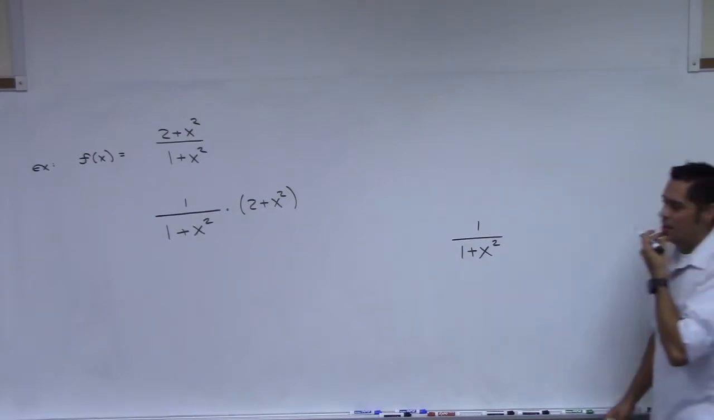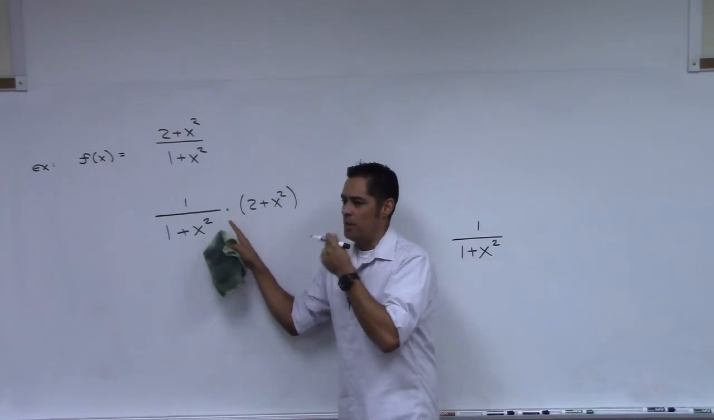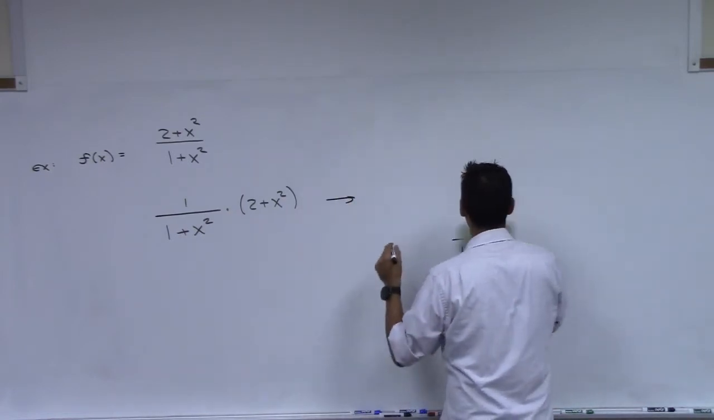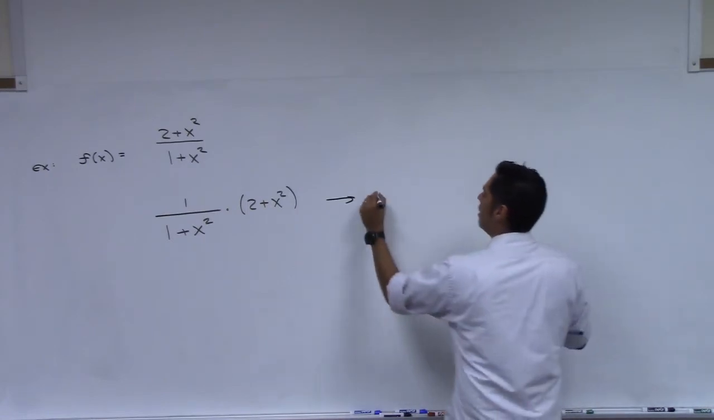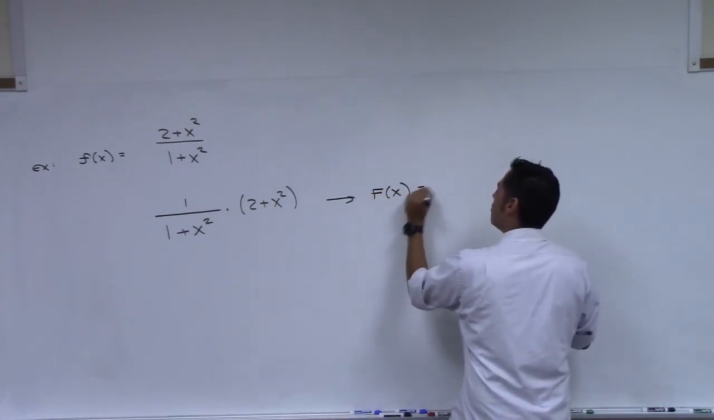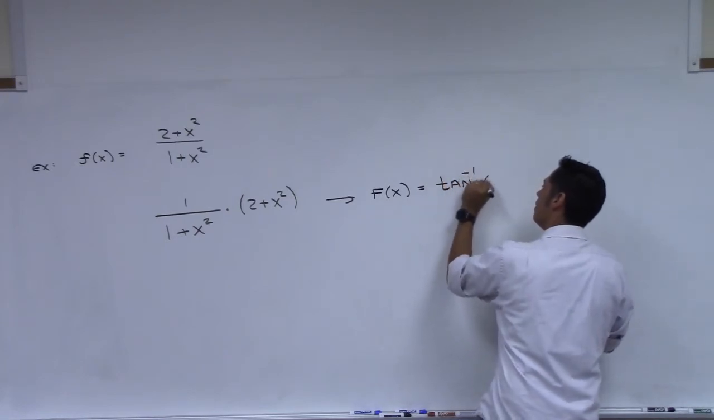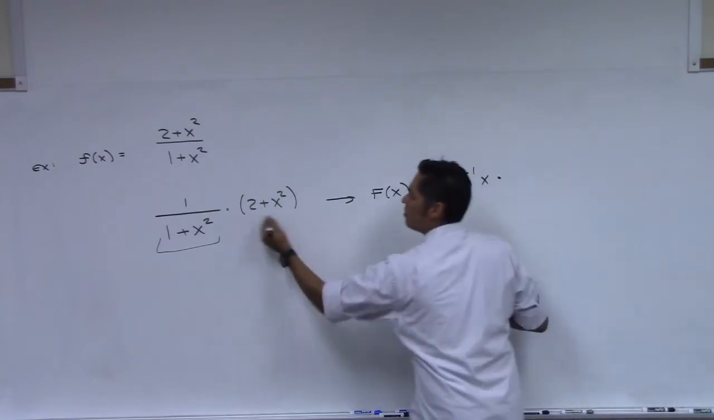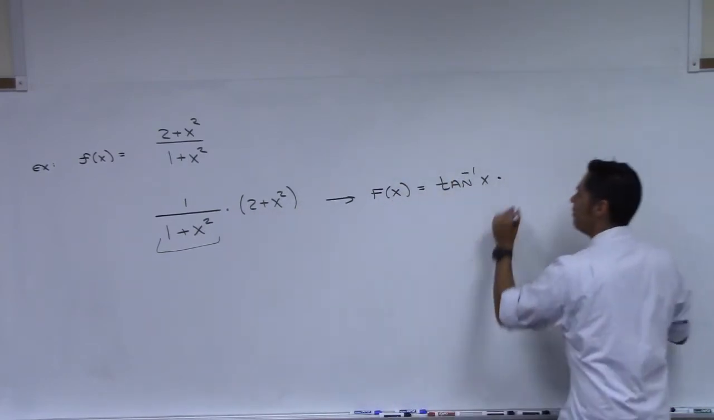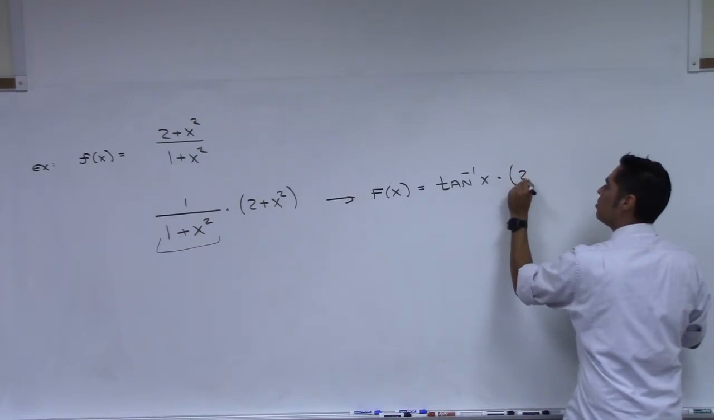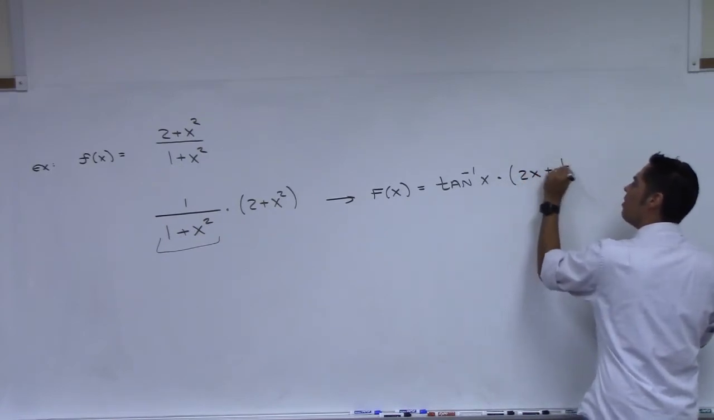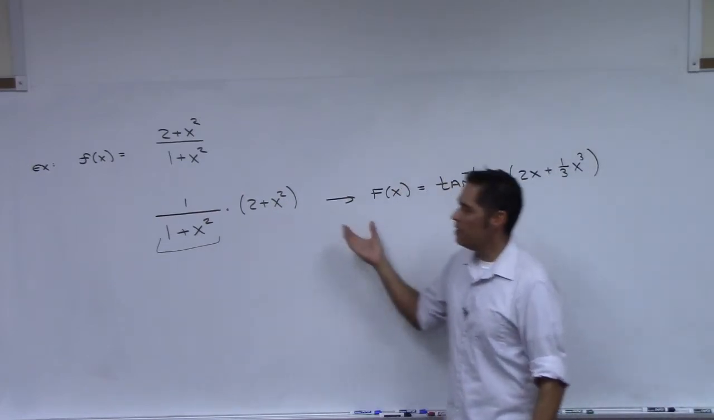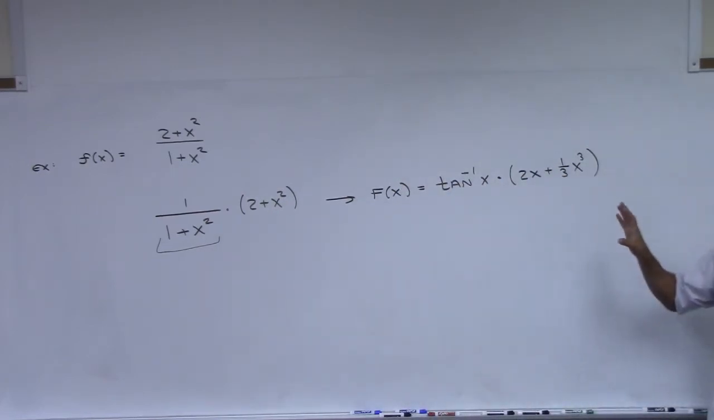But it's a product now. And if we try, right now you may think, look, let's just go with what we think maybe it could be. Maybe capital F of x is just arctangent x, because that's the antiderivative of this, right? Times, and now isn't this just two little things I can take antiderivatives of? Wouldn't that be just like 2x plus 1/3 x cubed? Do you see what I just did? Okay? So maybe it is.